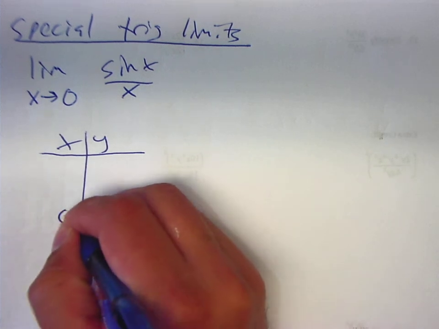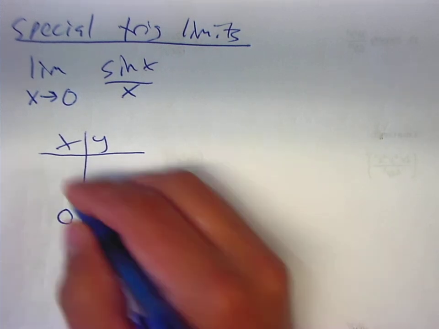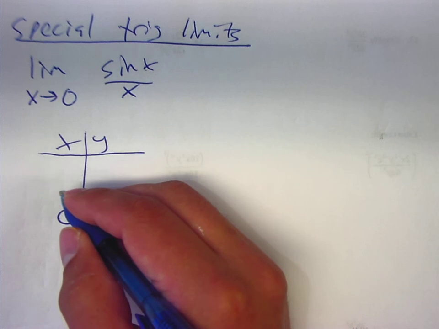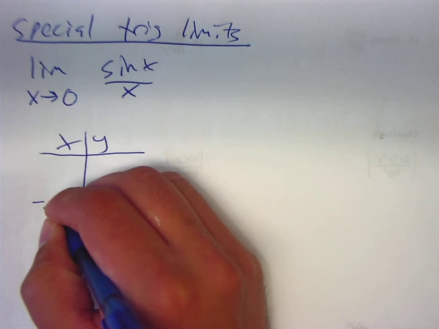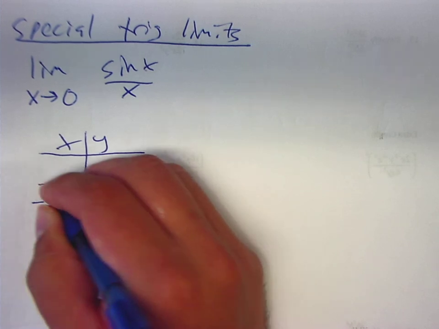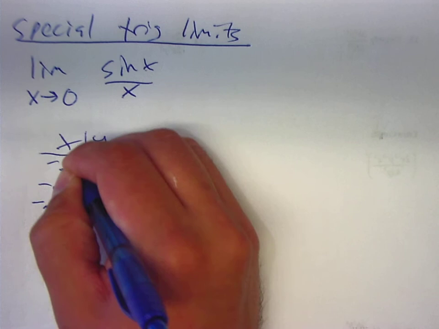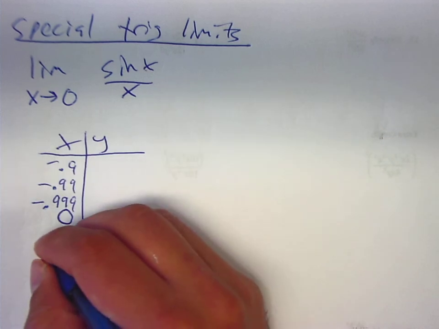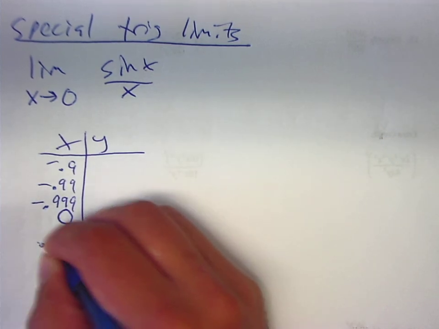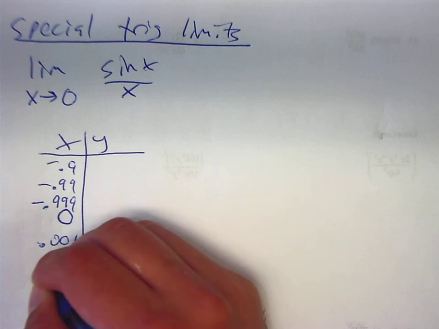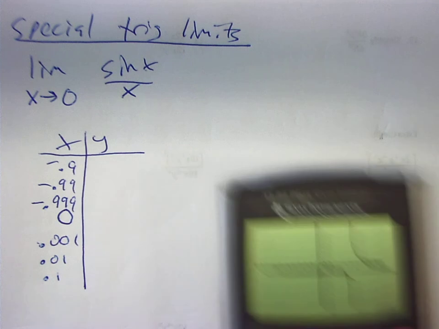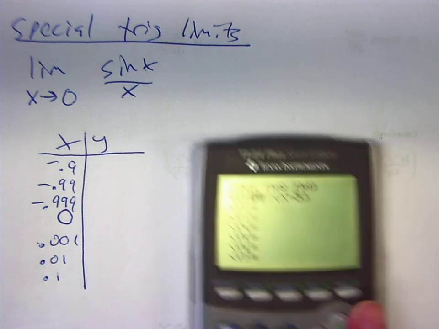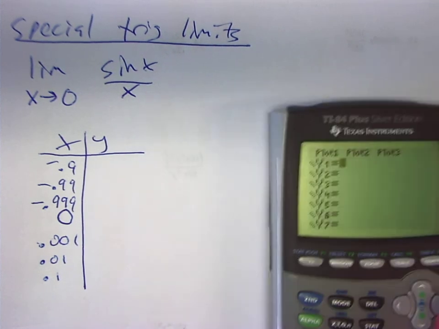Again, we're going to center around 0, and then approach it from the left, but get really close to it. So maybe something like negative 0.999, negative 0.99, negative 0.9. And here we can do positive 0.001, 0.01, 0.1. That's how I would set up the table. So let's take a look at what's going on.